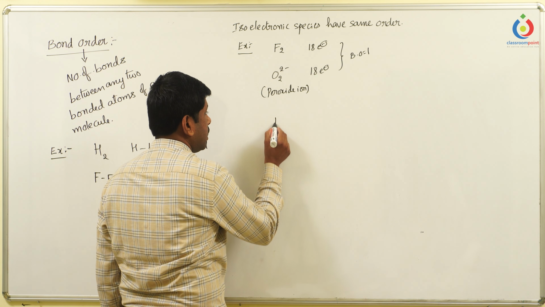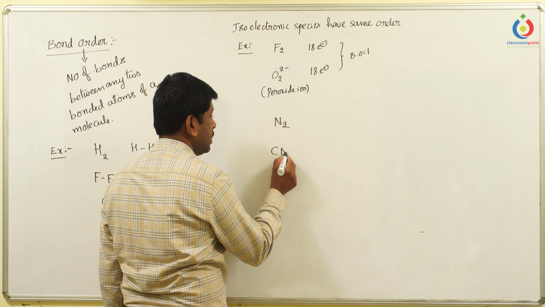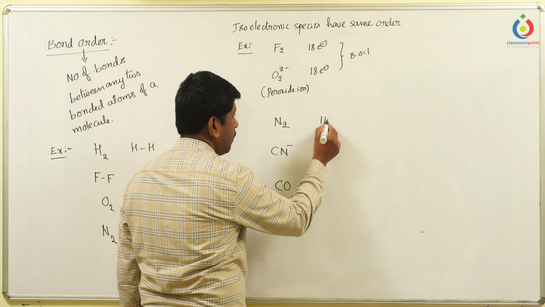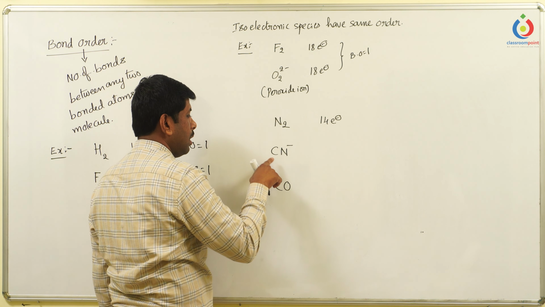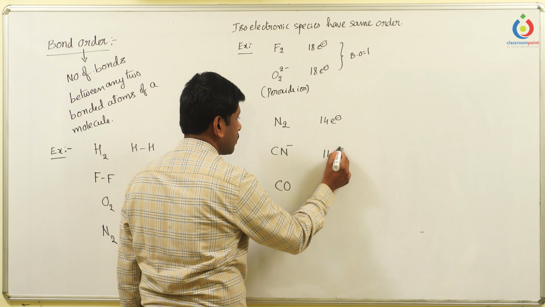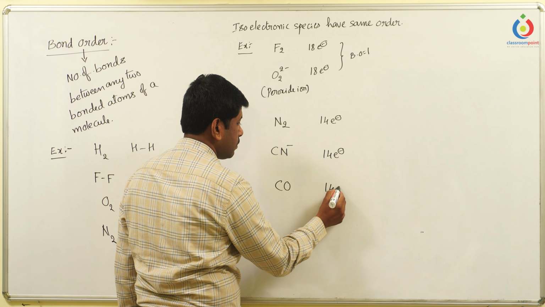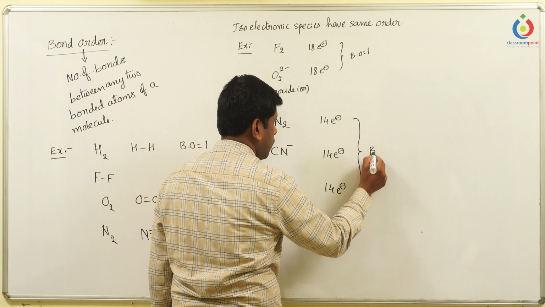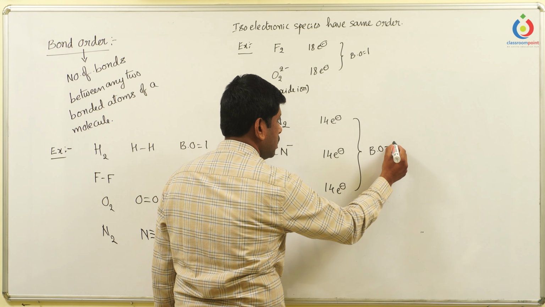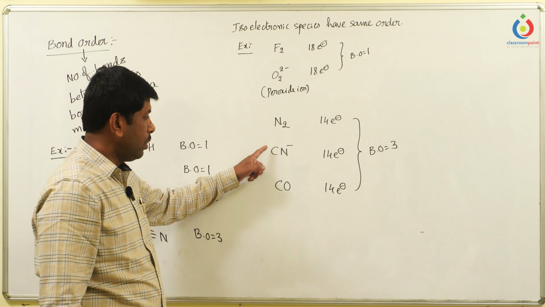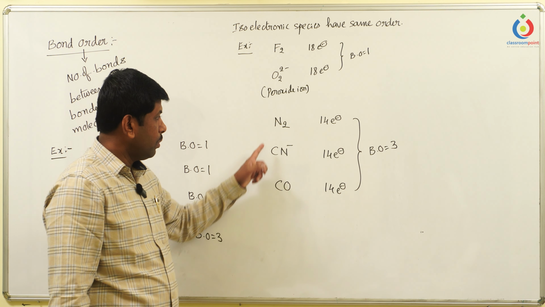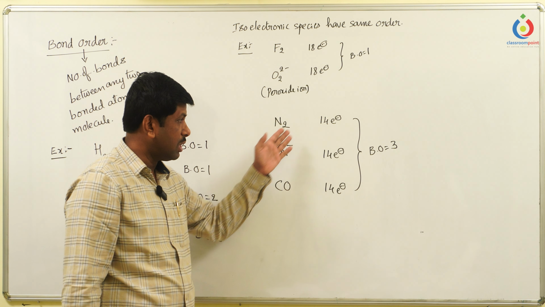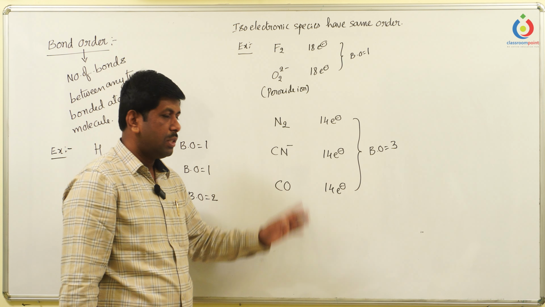Similarly, let us take the N2 molecule, the CN- ion, the cyanide ion, and carbon monoxide. Nitrogen has a total of 14 electrons, and here also 14 electrons, and here also 14 electrons. Since the electrons are the same, the bond order is also the same. So the bond order among these molecules is equal to 3. Why? Because even if you don't know the bond order of cyanide and CO, you know the bond order of nitrogen, that is a triple bond, so other ions or molecules having the same number of electrons will also have the same bond order.